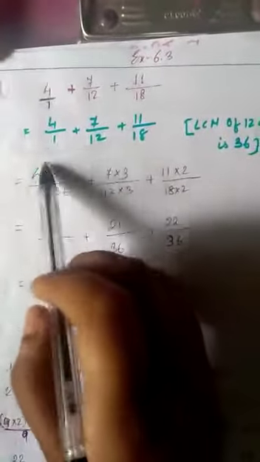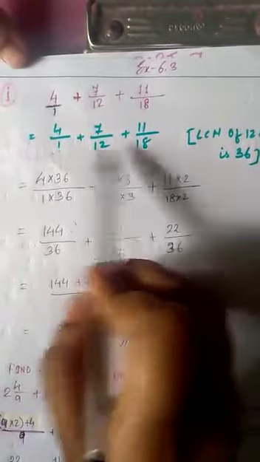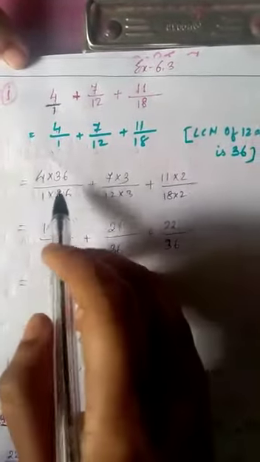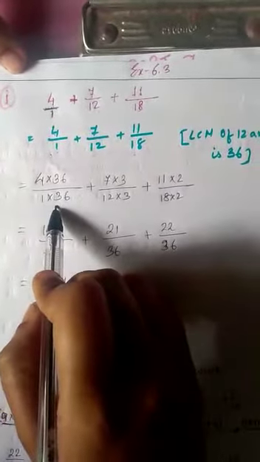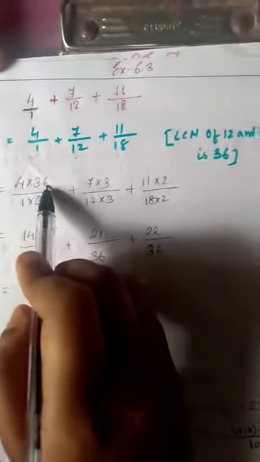Okay, now we have to make all the denominators 36. So for 1, we have to multiply by 36 to get 36 as a denominator. So 1 into 36, 4 into 36. Okay, now 12 times 3 is 36.